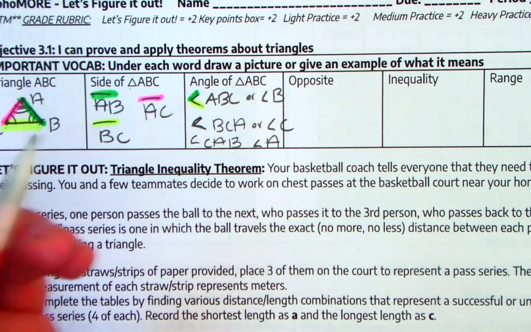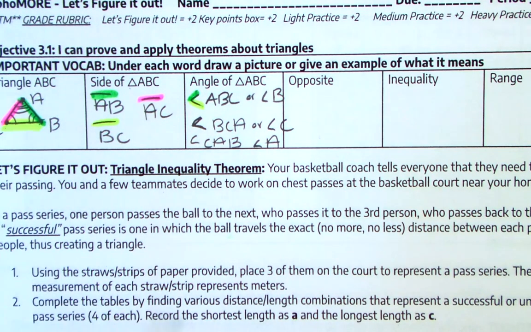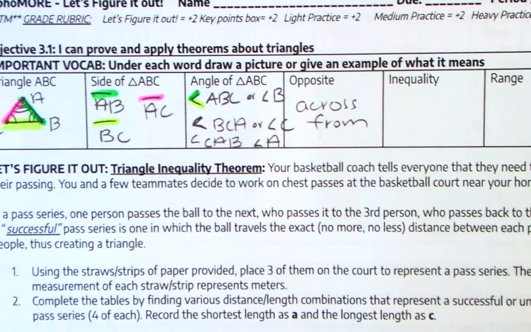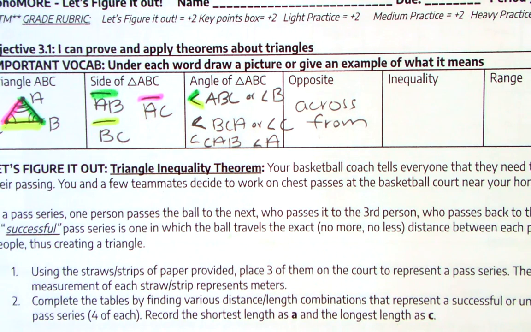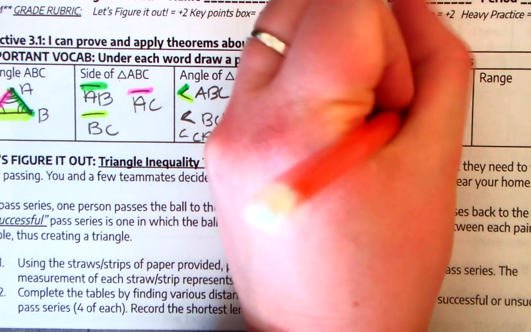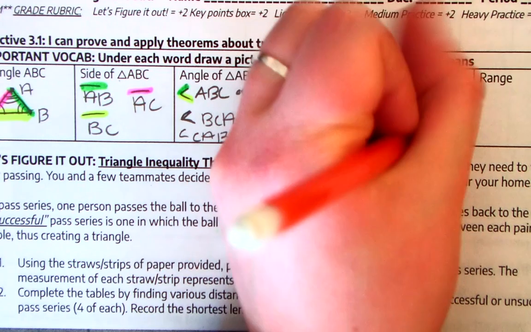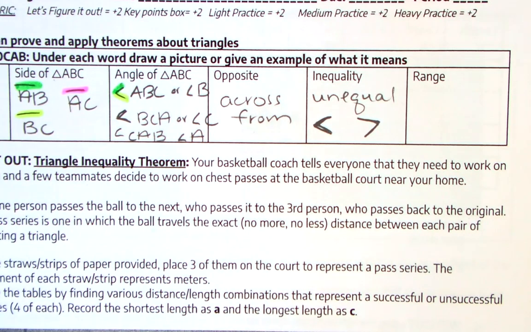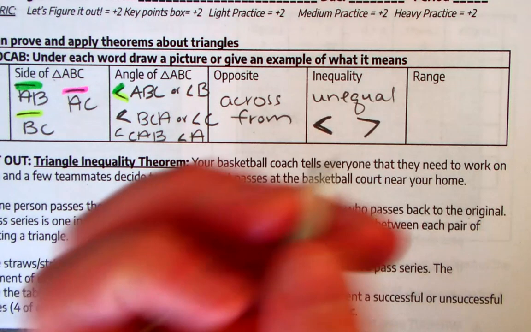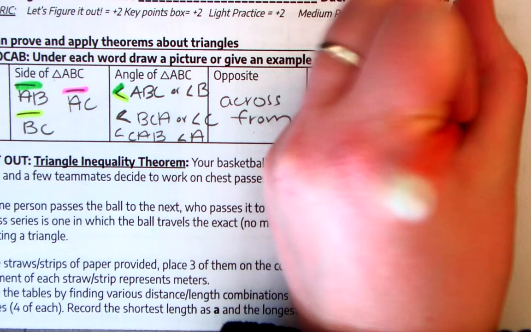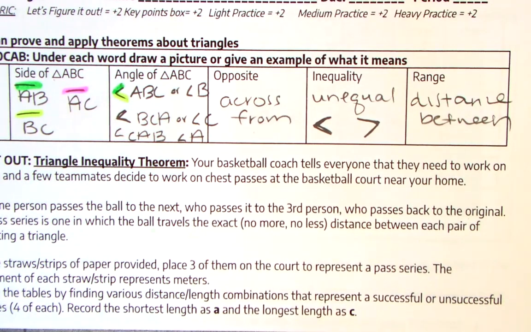Okay, opposite is going to come up in this lesson. We've talked about opposite being positive versus negative. Opposite also refers to position, and it means across from. That's the way we're going to use opposite today. Inequalities are going to come up today. That's when quantities are unequal. We use these symbols to say that. And then range. Talking about a range of something, we're talking about the distance between 2 things.